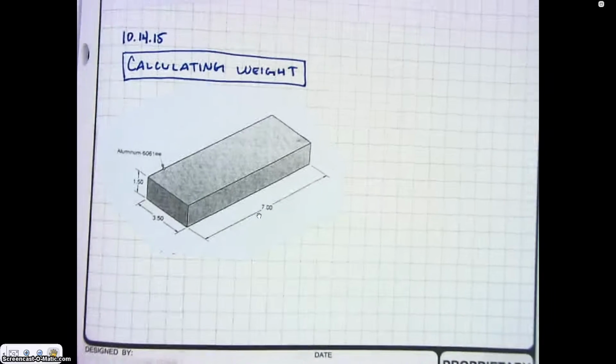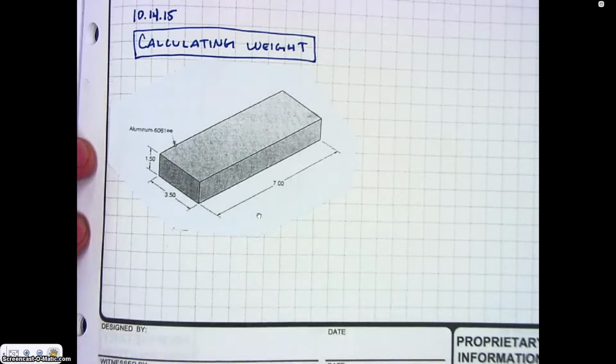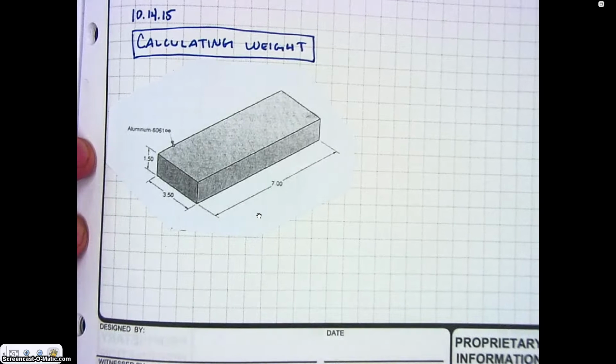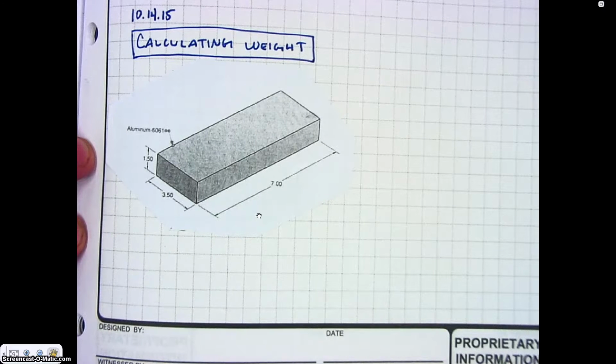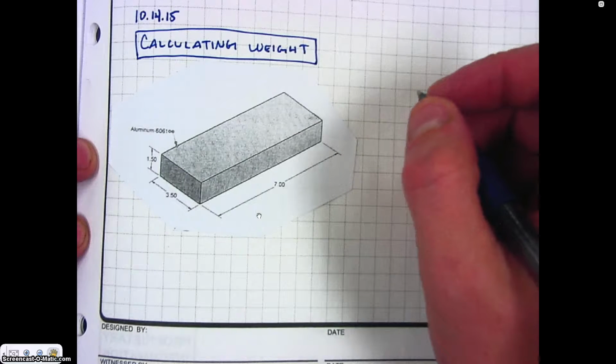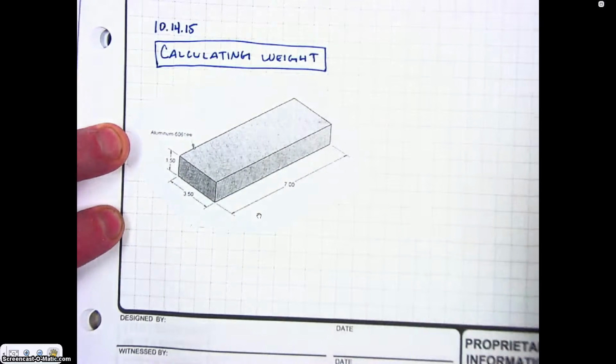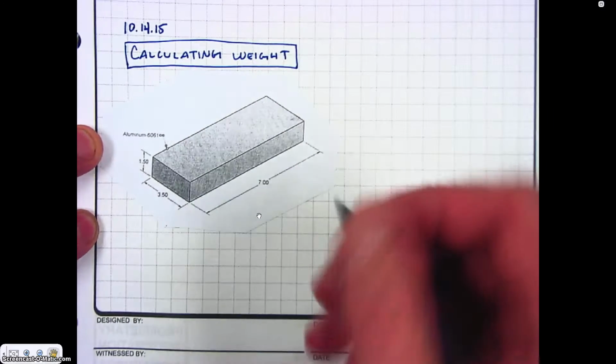One of the things we can get from being able to calculate a solid's volume is we can also calculate its weight. And so if we know what material it's made out of, we can calculate the weight of the actual object. And so here we have a block of aluminum that's 7 by 3.5 by 1.5. So the first thing we need to do is calculate the volume of the object, and then once we have the volume, we can calculate the weight.